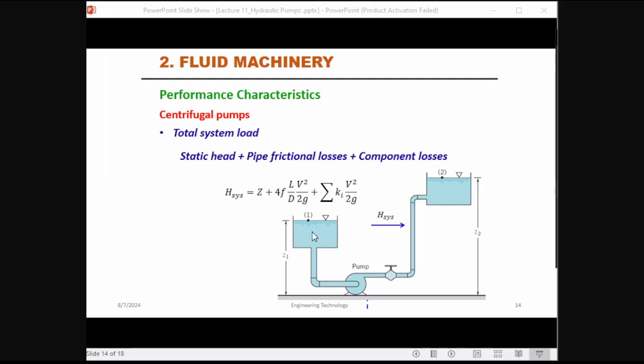Using this equation you can identify pump requirement.